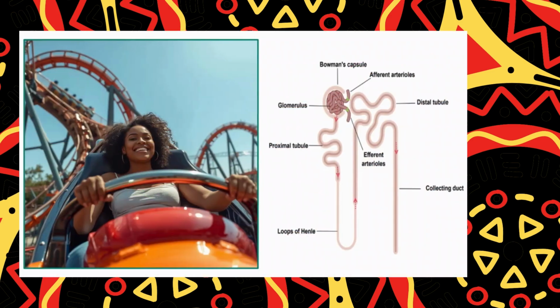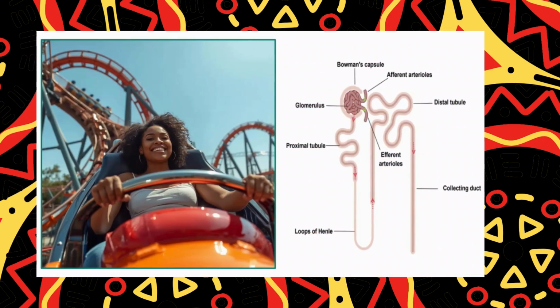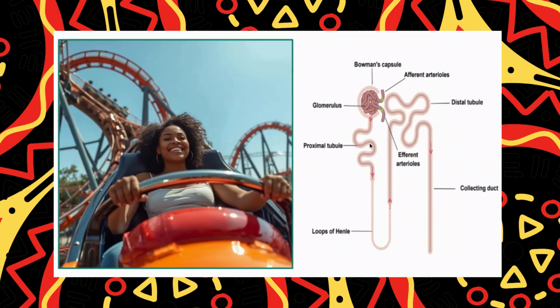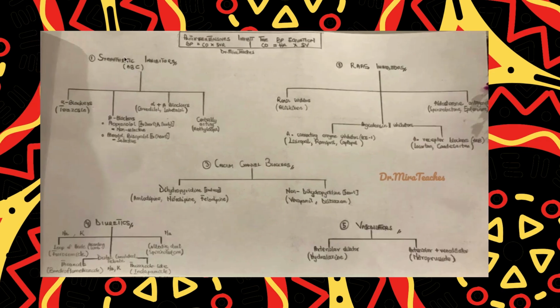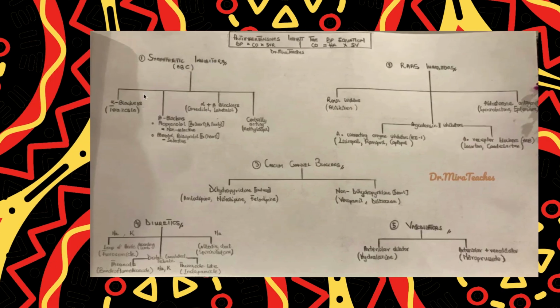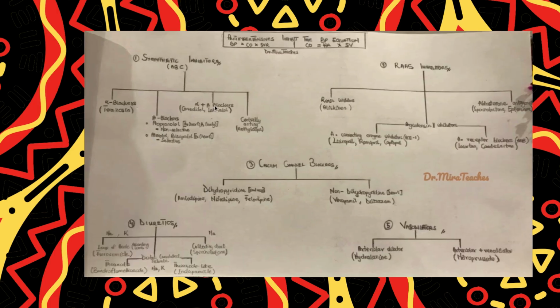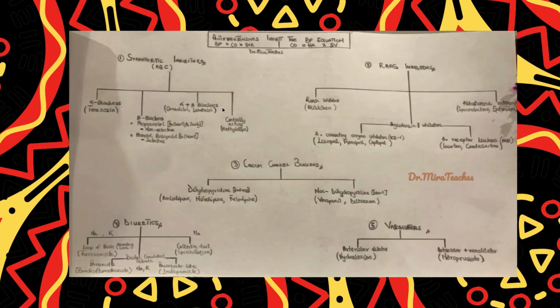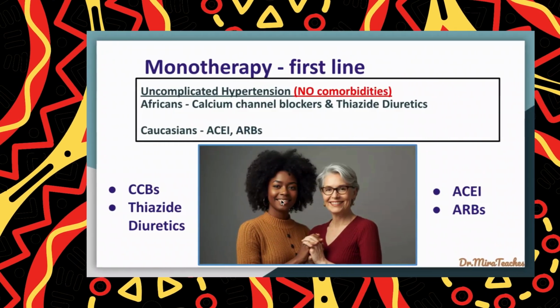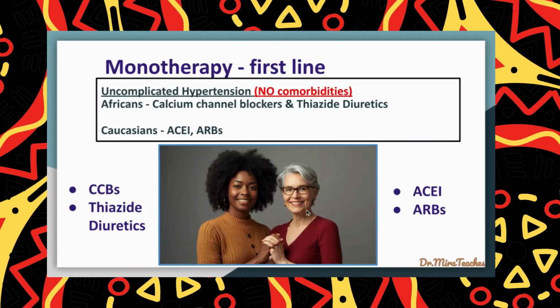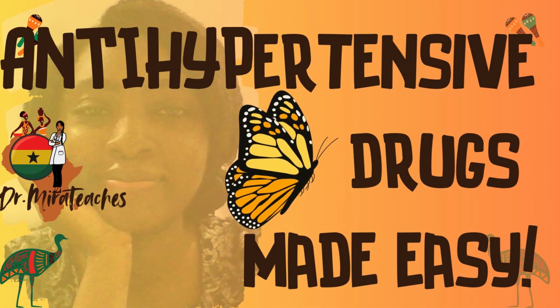But the parts of the nephron can be very, very difficult for us to remember. So the way to remember the parts of the nephron is by looking at a roller coaster. A, B, C for sympathetic inhibitors. So we have alpha blockers, beta blockers, alpha plus beta blockers, and centrally acting. She is going to get calcium channel blockers or thiazide diuretics. She is going to get ACE inhibitor or ARB. So for ACE inhibitor.